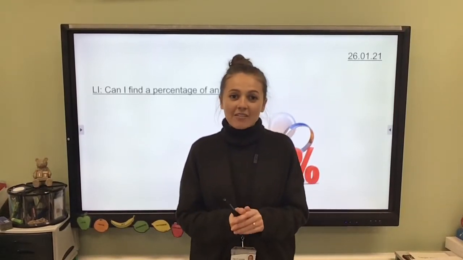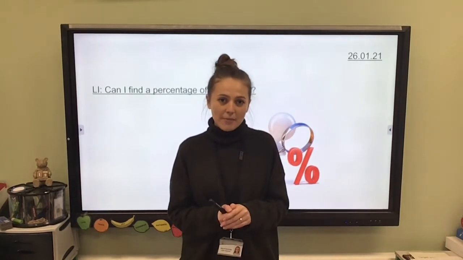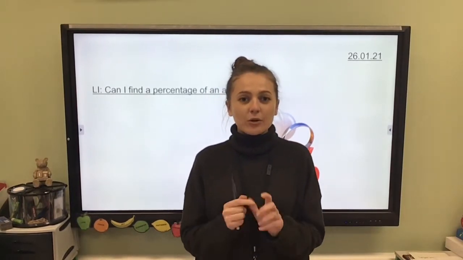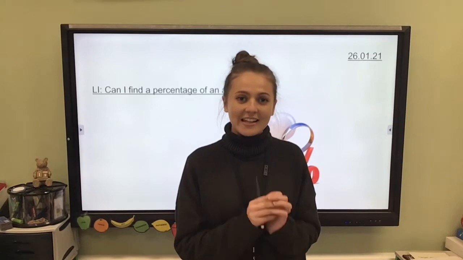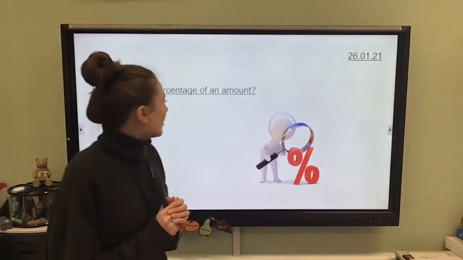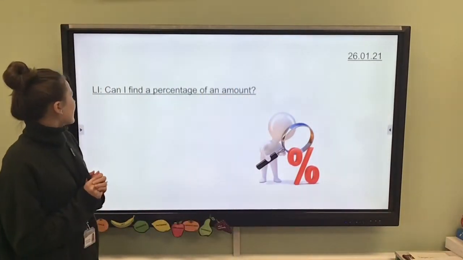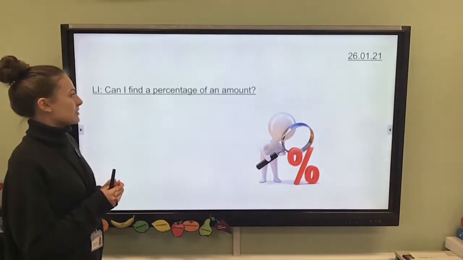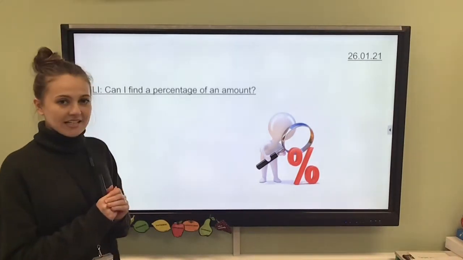Today we're going to be carrying on with finding percentages of amounts. We're going to be building on some of the knowledge that we learned yesterday in our maths lesson. So our learning intention again is, can I find a percentage of an amount? And our date today is the 26th of January.